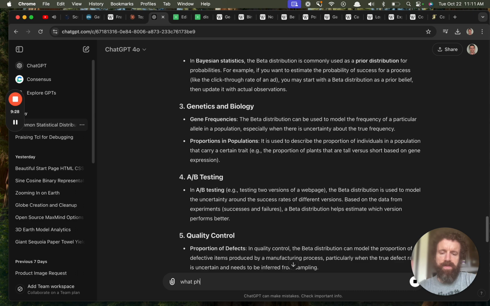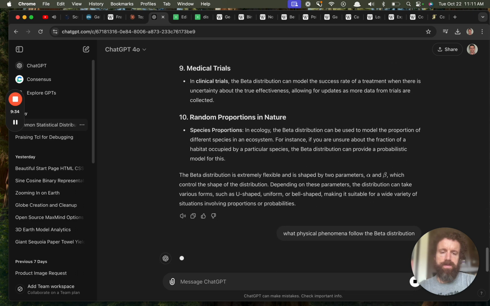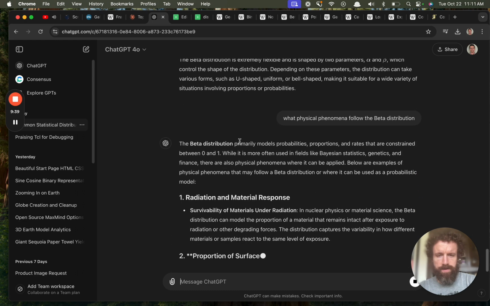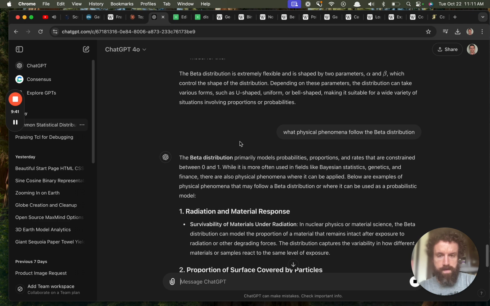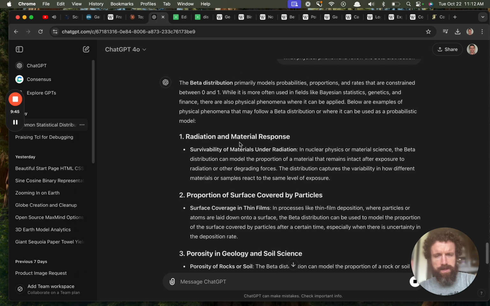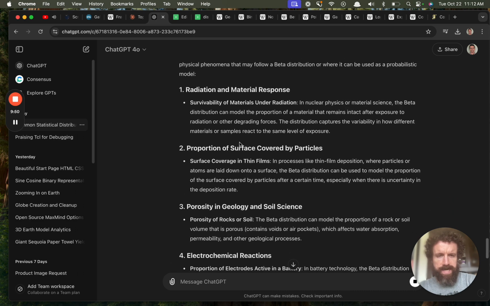What physical phenomena follow the beta distribution? Probability, proportional rates, the constraint between 0 and 1. So, yeah, this is what I thought. Radiation. The beta distribution can model proportional rate to the range intact after exposure to radiation. Okay. So it's proportion.